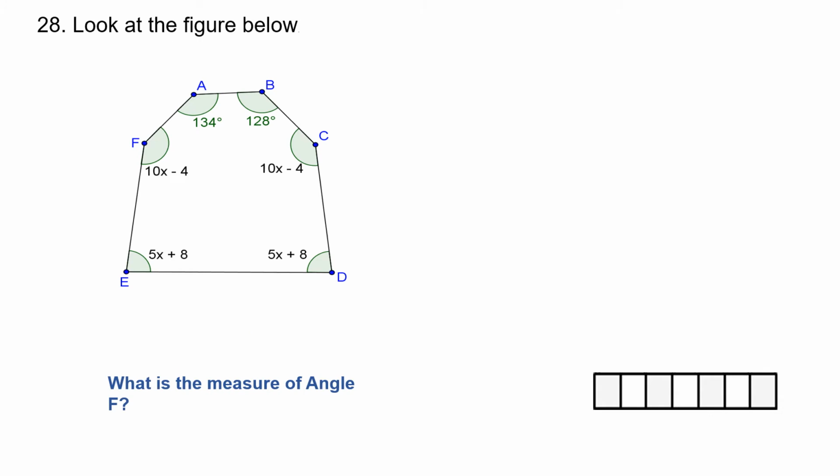Number 28. We're given this figure here and we're asked to find the measure of angle F. Quite a few things we need to do first. We have a polygon here, and we need to find the sum of all of the interior angles of the polygon. With any question like this, if you're given angles and a polygon, start by thinking about the interior angles theorem, or sum of interior angles rather, which is 180 times n minus 2. And n is the number of sides.